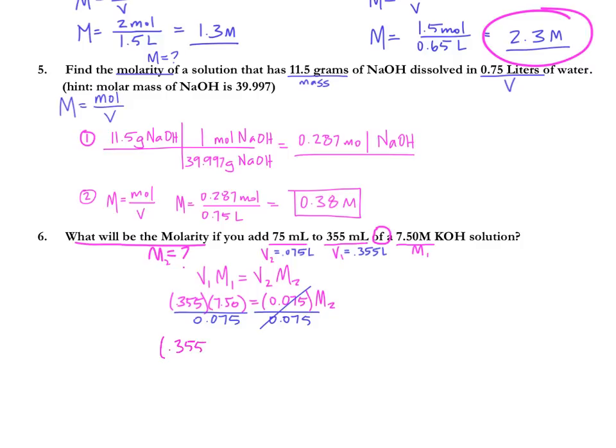0.355 times 7.5 divided by 0.075 equals M2. And when I plug everything into my calculator and solve for M2, I get 35.5 molar solution.